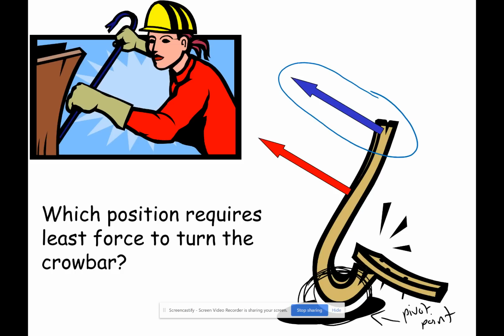And so the further away you are from the pivot point, the higher your torque is. That also means you can use less force. That's why crowbars and wrenches have really, really long handles, so you can get further and further away from what you're trying to rotate, what you're trying to spin, and you can use less force.